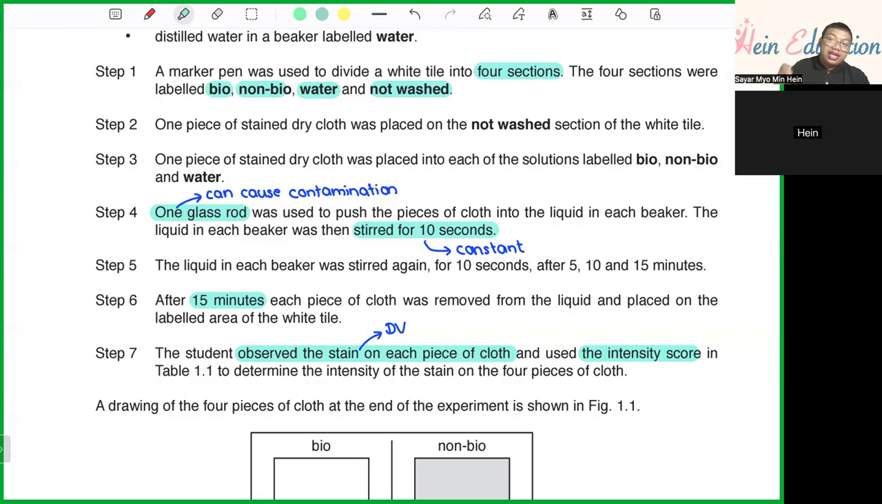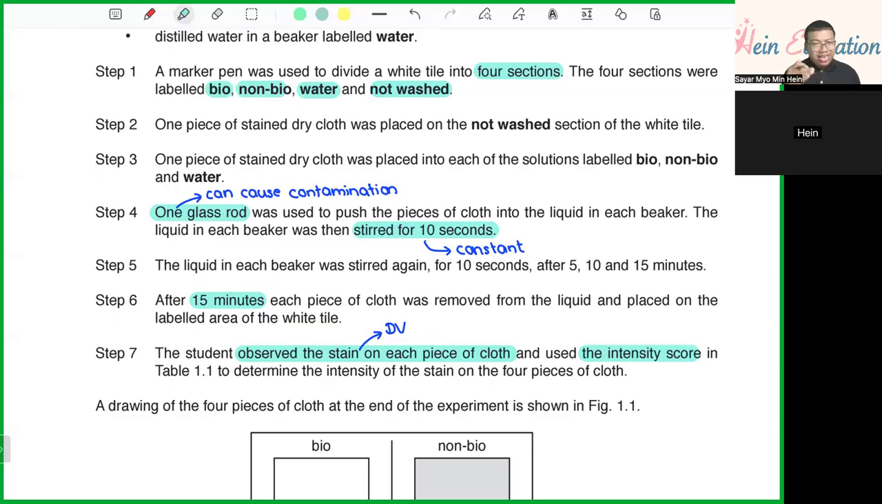So stirring for 10 seconds, it could be considered a constant variable. Imagine you as an experimenter doing 4 different pieces, or let's say 2, 3, bio, non-bio, and water, right? And you were stirring, and that might not be consistent, right? So it can also lead to inconsistency in the stirring. And the liquid in each beaker was stirred again for 10 seconds after 5, 10, and 15 minutes. And after 15 minutes, so it means the time is constant, each piece of cloth was removed from the liquid and placed on the labeled area of the white tile.